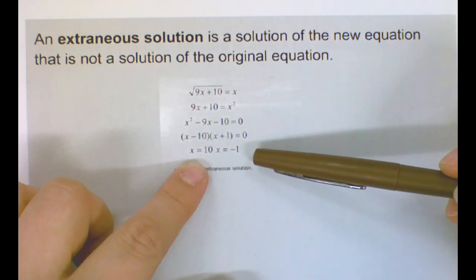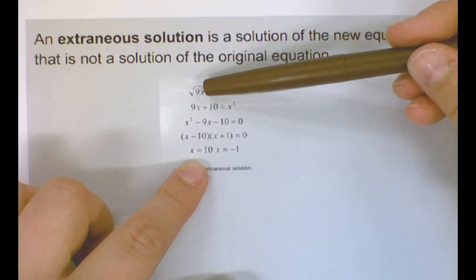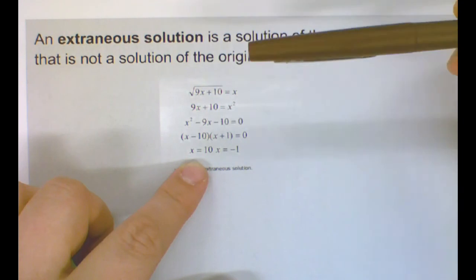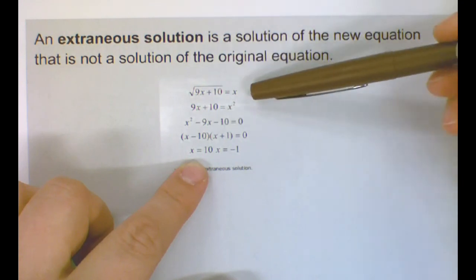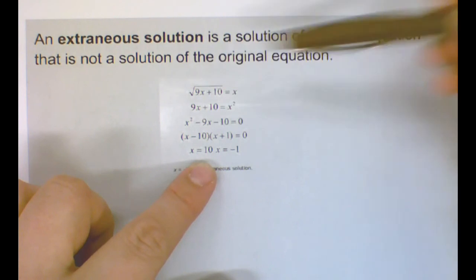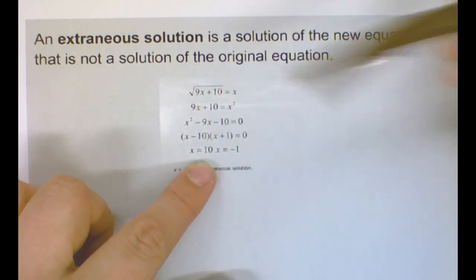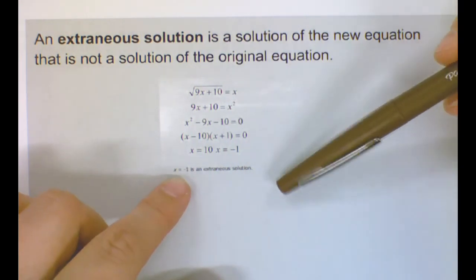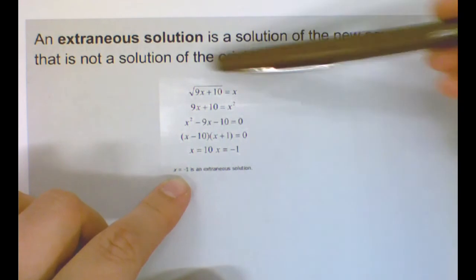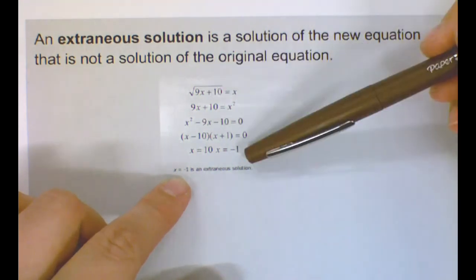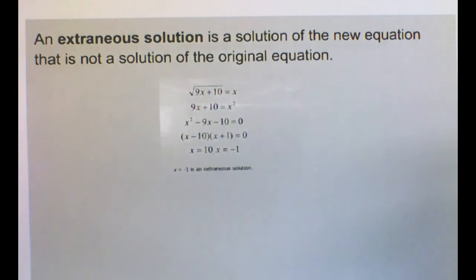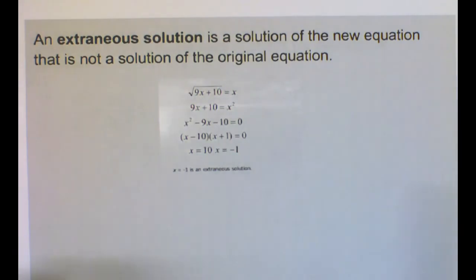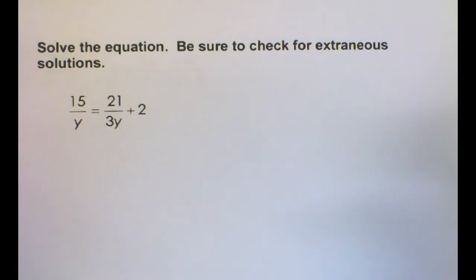When I plug these in, 9 times 10 is 90. 90 plus 10 is 100. Square root of 100 is 10. That works. 9 times -1 is -9. -9 plus 10 is 1. The square root of 1 is not -1. -1 is an extraneous solution. The way we solve it gave me an answer that doesn't actually work. So we really have to go back and check our work on these.